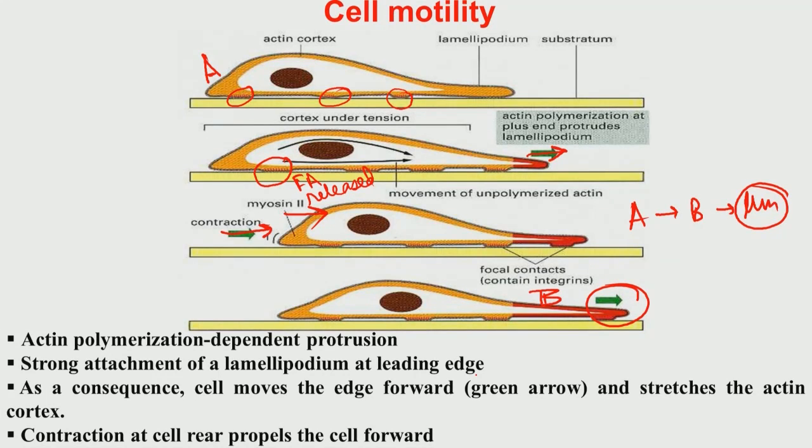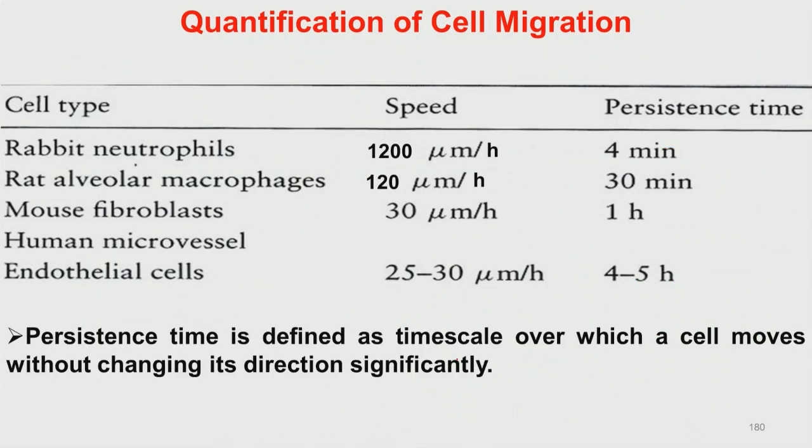So, this changing direction, how frequently or how soon the cell changes its direction, is determined by persistence time. I will go through a few numbers and show you. Persistence time is defined as the time scale over which a cell moves without changing direction significantly. I have mentioned a few cell types in this particular slide.